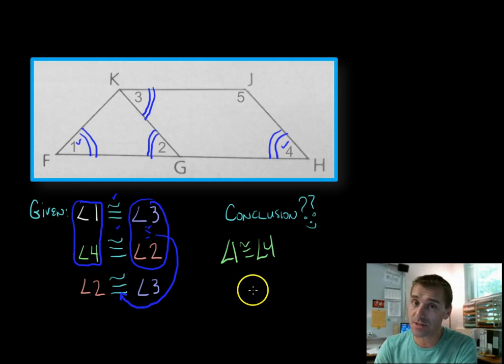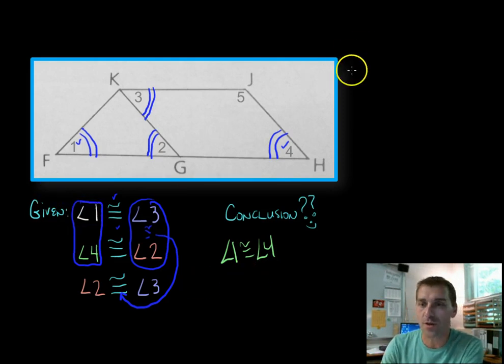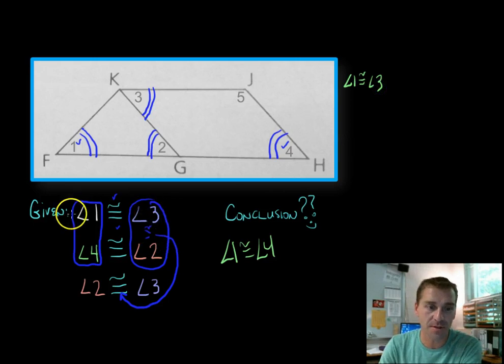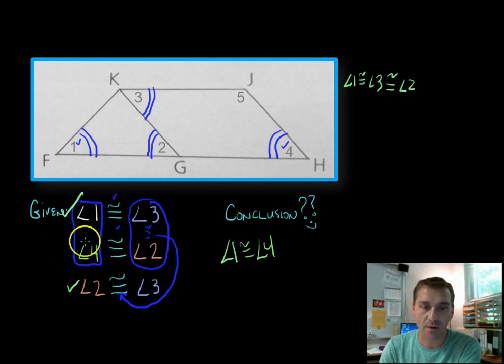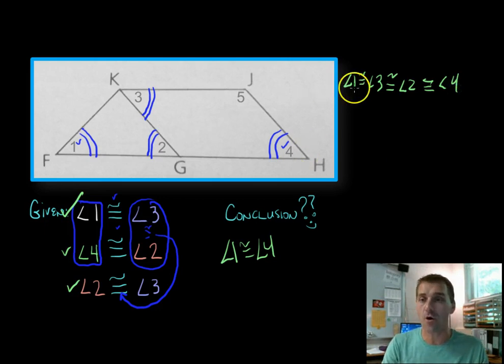Now, if you don't see this, this is exactly how it works. You actually would start with angle 1. I'll put it up here. Angle 1 is congruent to angle 3, as it says. But then come down here to this one. Angle 3 is congruent to angle 2. And then check this out. Angle 2 is congruent to angle 4. Yes, you are exactly correct. It looks exactly like our chain of reasoning. I can link all these things together.